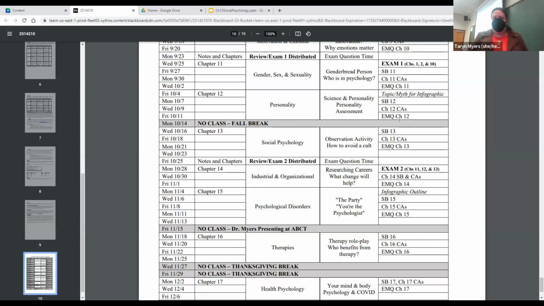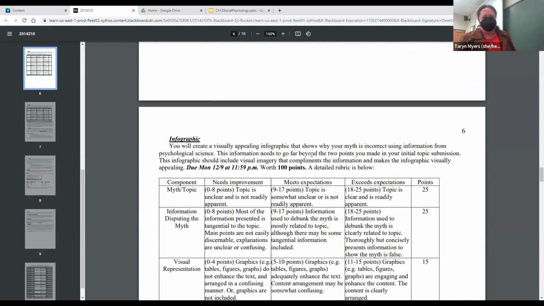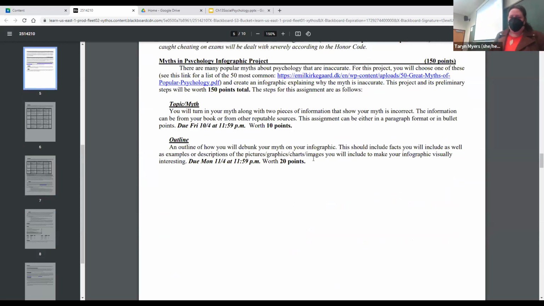And then the other thing that a lot of people haven't had a chance to turn in yet is your topic for the infographic. Just a reminder, if you're wondering what that is, there are detailed instructions on the syllabus where you're going to be doing an infographic about one of the popular myths in psychology. You're not limited to these 50 most common, but that's a nice jumping off point. What to do is just pick your myth, and then 2 pieces of information that show your myth is incorrect. So articles, books, things like that, some references. Your outline will be coming up due in about half a month. But the big thing is to get in that topic so that you're thinking about what you're actually going to present about.